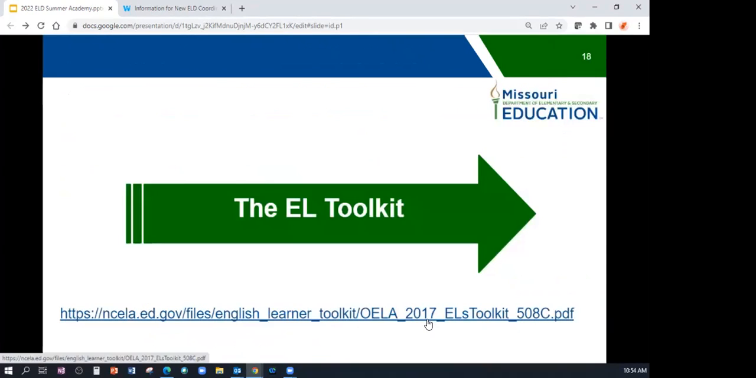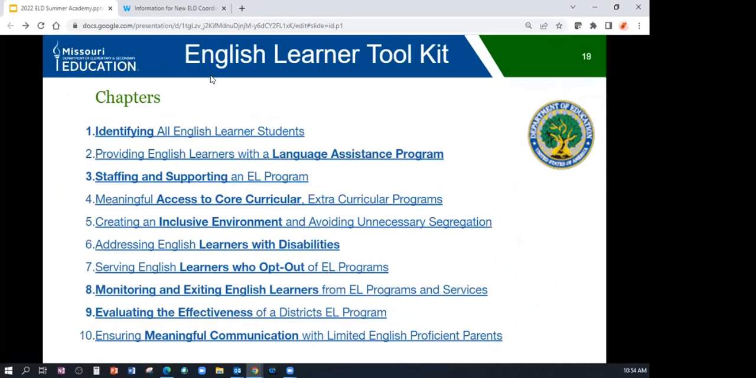And out of that, they developed the EL toolkit, which is what we mainly use in Missouri as our guidance and for making recommendations. So we're going to walk through the EL toolkit together. And again, these are the 10 chapters of the EL toolkit, and you'll see they go right along with those 10 most frequent cases that they have had through their system that they've had to go and investigate.